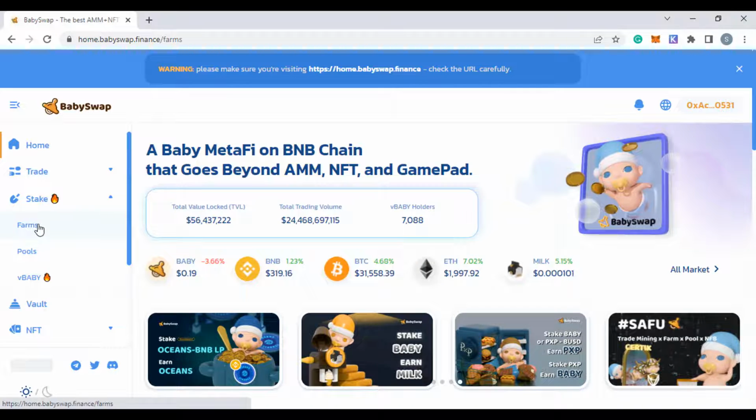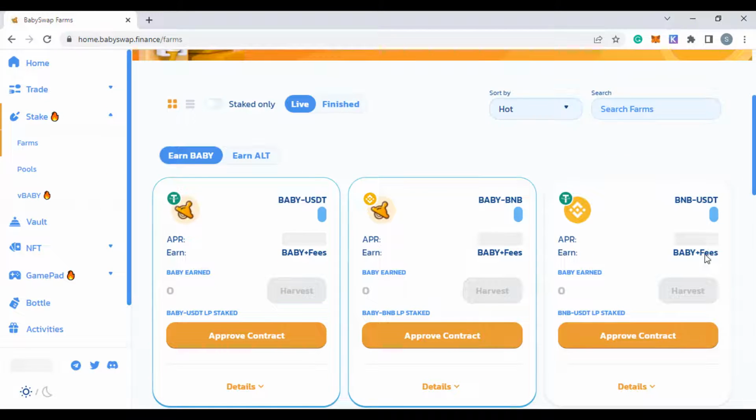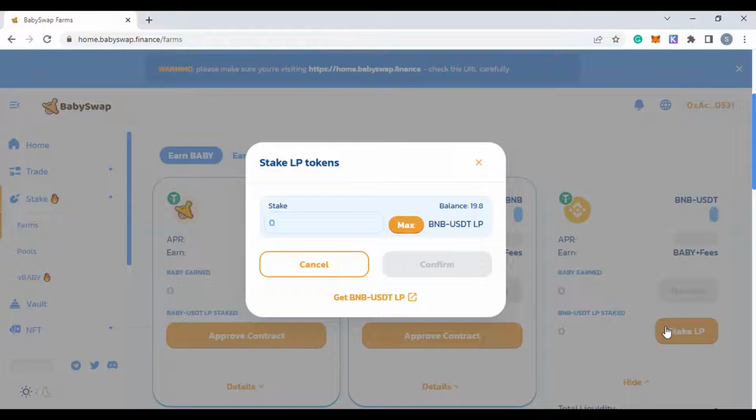The next step is that we have to stake those LP tokens on the farms and approve the contract. Of course we're going to stake all of our tokens, confirm the transaction in MetaMask, and that's all we have to do.